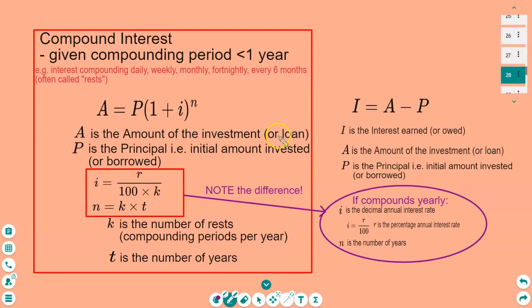Let's have a look at our formulas. So the same old compounding interest formula, except I and N are calculated a little bit differently when the compounding period is less than a year. So if you get an exam question and it says interest compounding daily or weekly or monthly, fortnightly, every 6 months, you're going to calculate I a little bit differently and N a little bit differently. And we're going to see how that is done. That's the only difference. I and N are a little bit different.